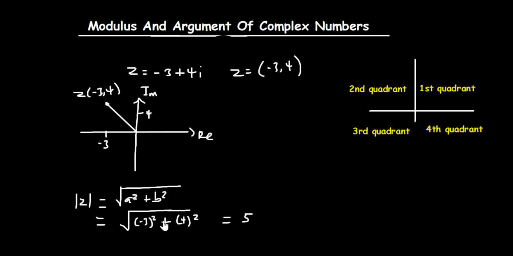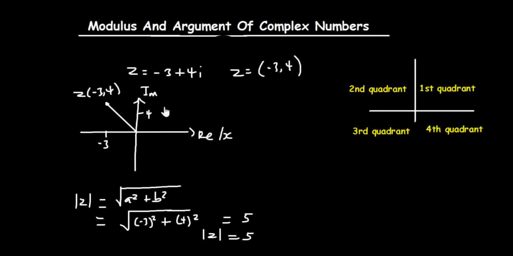So therefore we have the modulus of the complex number z to be equal to 5. So now that we know the modulus, let's calculate the argument. So how are you going to do this? So the argument is the angle that this line here makes with the positive x axis. Okay, which is this axis here.